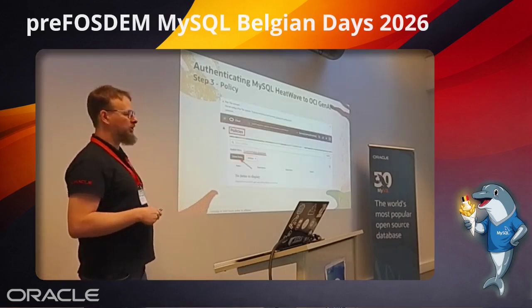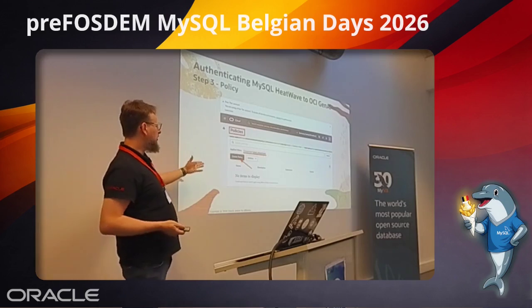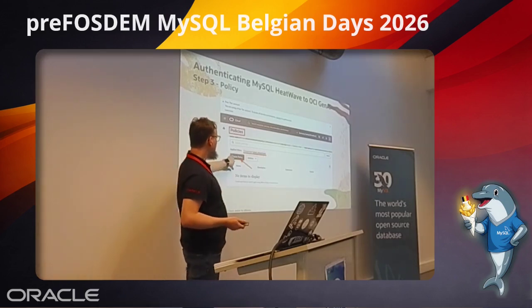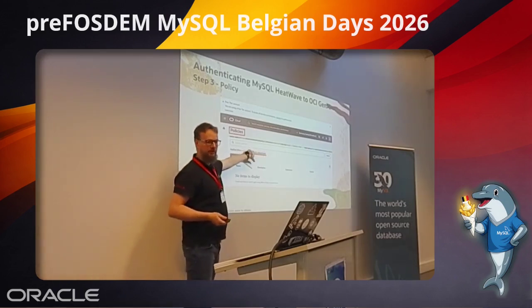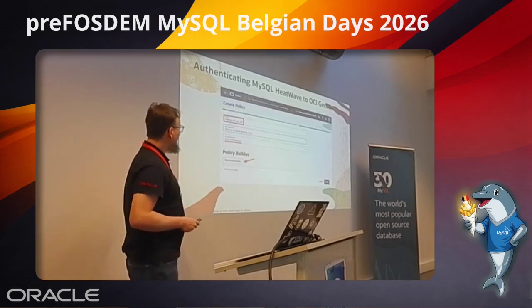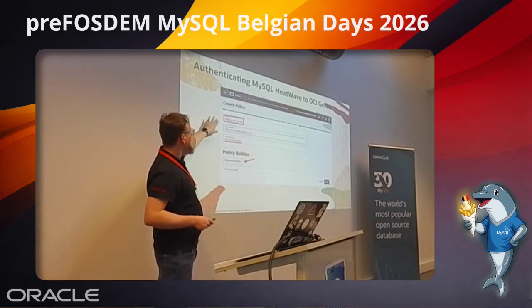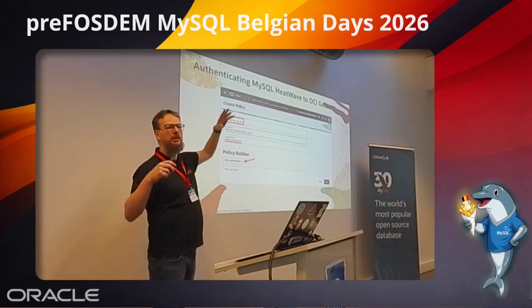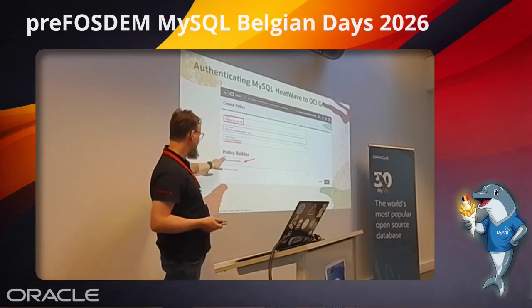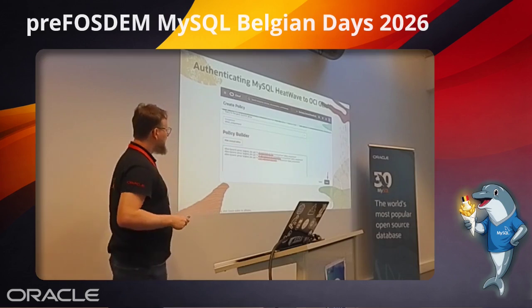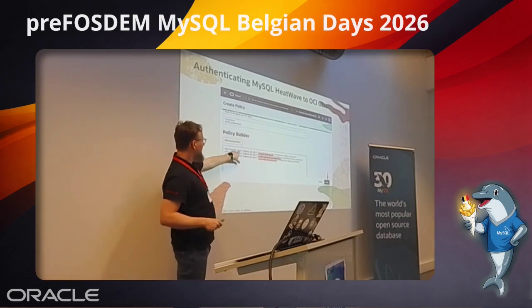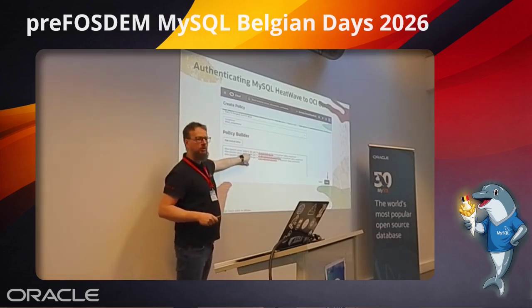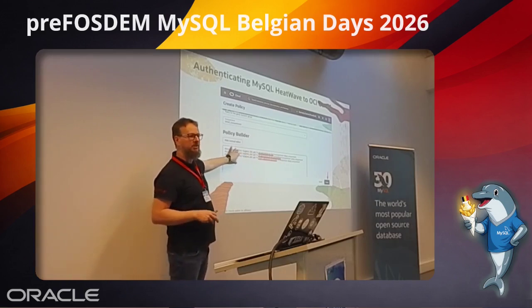Next, I need to create a policy. So here I create the policy. We see that the policy needs to be in my compartment, and I need to give a name to the policy. Here it's not that important to remember the name, but it's always good. Then I will create it. And you see, this is the dynamic group I need. You will need to type this information.